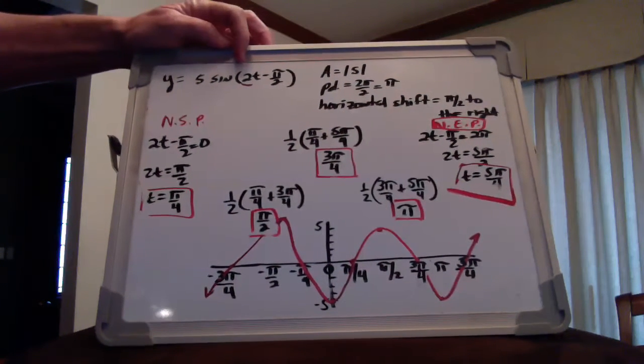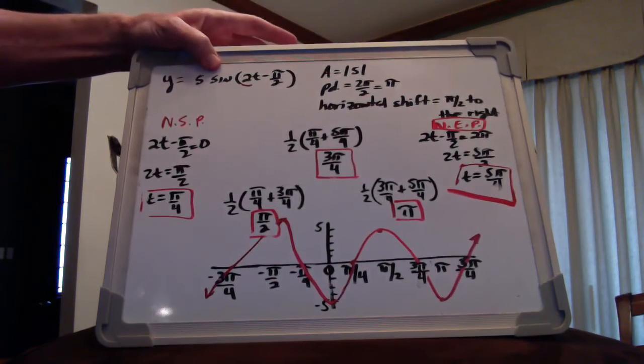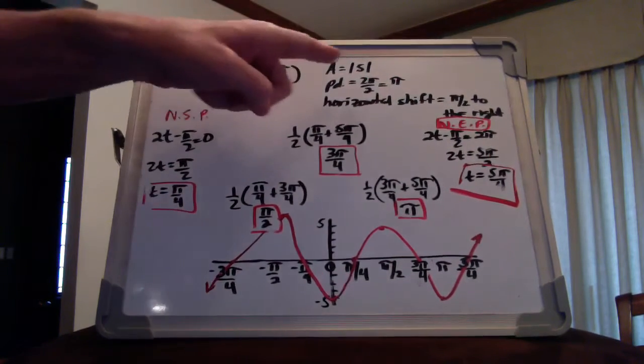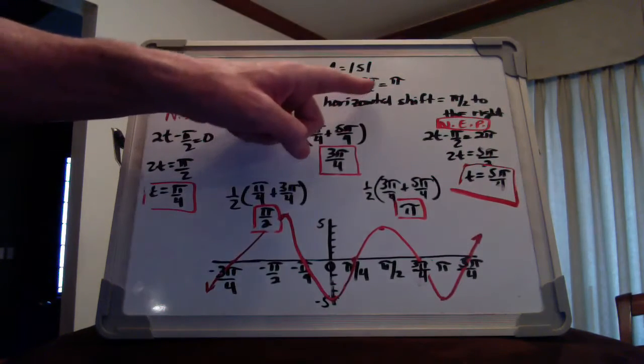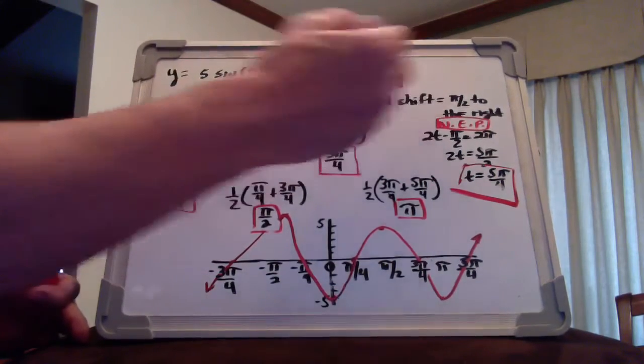The coefficient of the t represents the angle. This is going to tell you how your period is going to change. Since the sine function recycles itself every 2 pi, you take 2 pi and divide it by 2. And so now the length of your period is going to be pi.